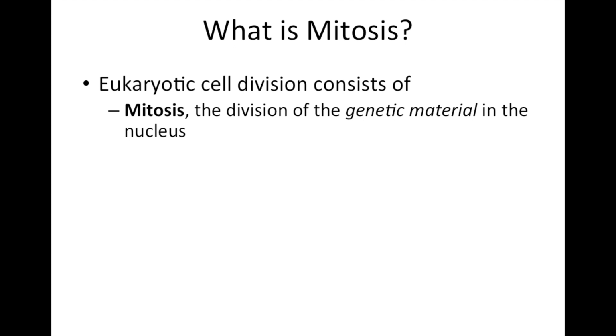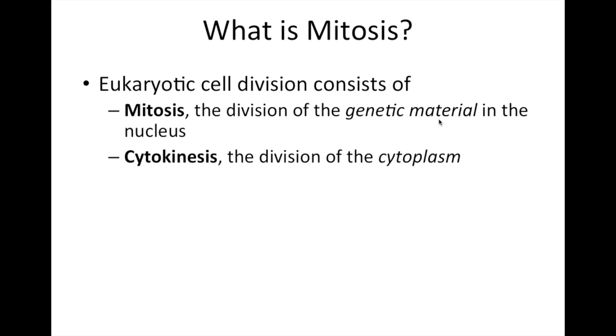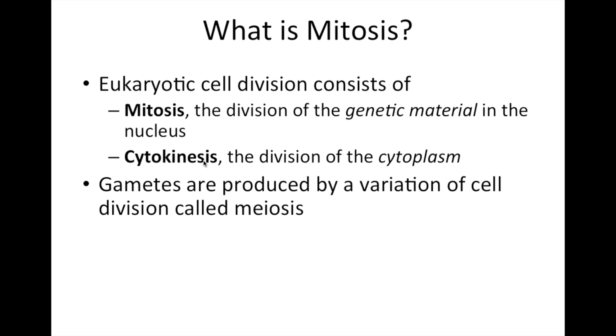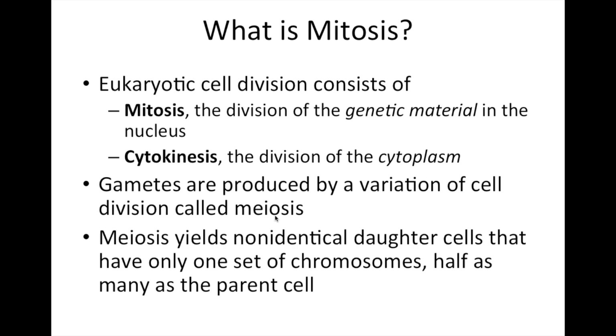So mitosis would just be one part of cell division. It's the division of the DNA, and then cytokinesis is the division of the cytoplasm. Cyto means cell, kinesis means cutting, so you're cutting the cell. You can make sex cells using cell division, but that's meiosis, and again, we're not doing that right now.